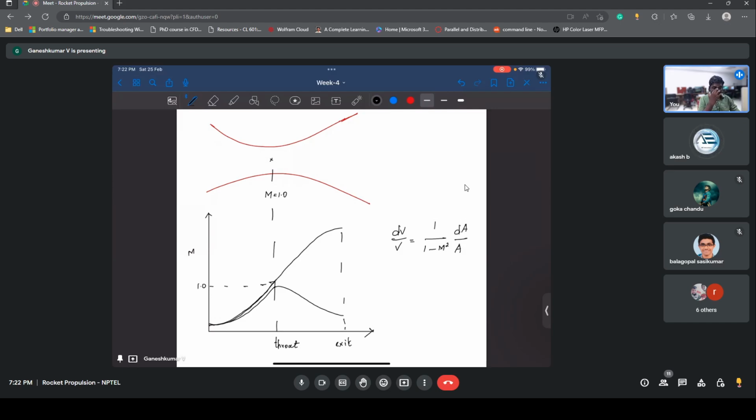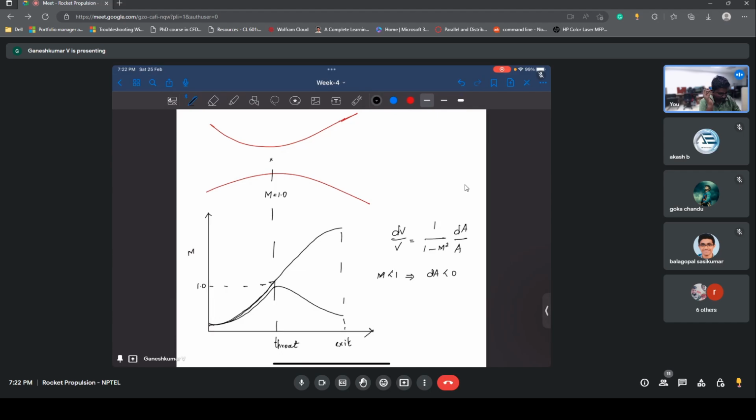So if you look at it, let's say Mach number is less than 1, you haven't reached Mach number equal to 1. For example, Mach is less than 1 everywhere. So let's focus on the convergent portion. Mach is less than 1. At the convergent portion, what happens? dA, the change in area, is going to be less than 0, right?